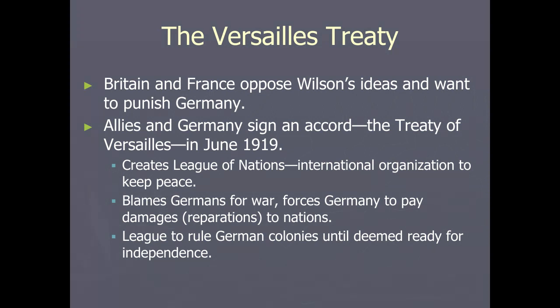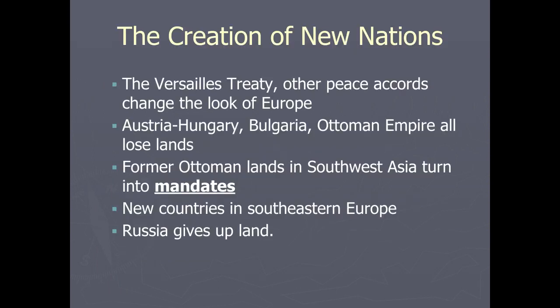And what ends up happening is a bit of a compromise, right? The League of Nations is created, so Wilson gets what he wants. Germany has to accept full blame for the war, as well as pay for the damages to the other nations. Well, that's an issue as well. Okay, so France gets what they want, but that's going to be an issue for the Germans. And the League is going to rule over the colonies until deemed ready for independence. Realistically, though, Britain and France really start to encroach upon German colonies and take them over.